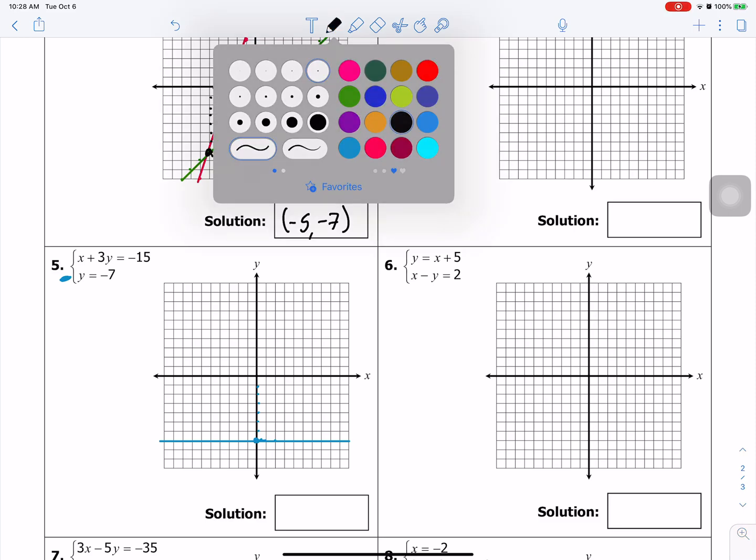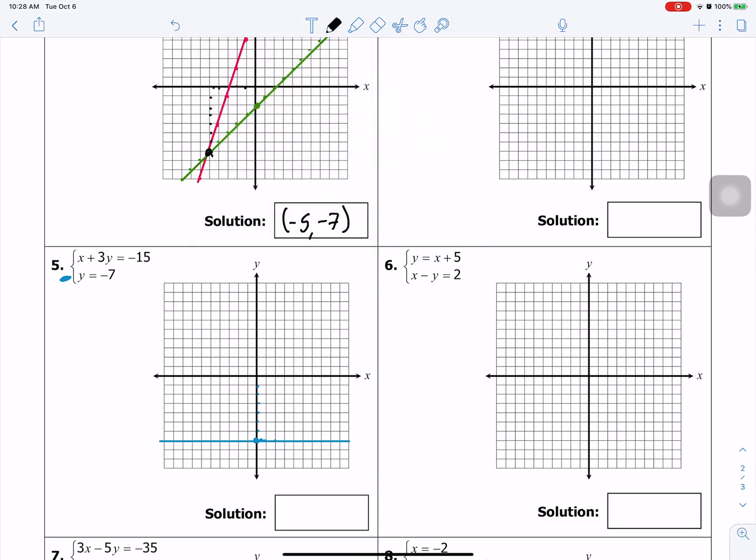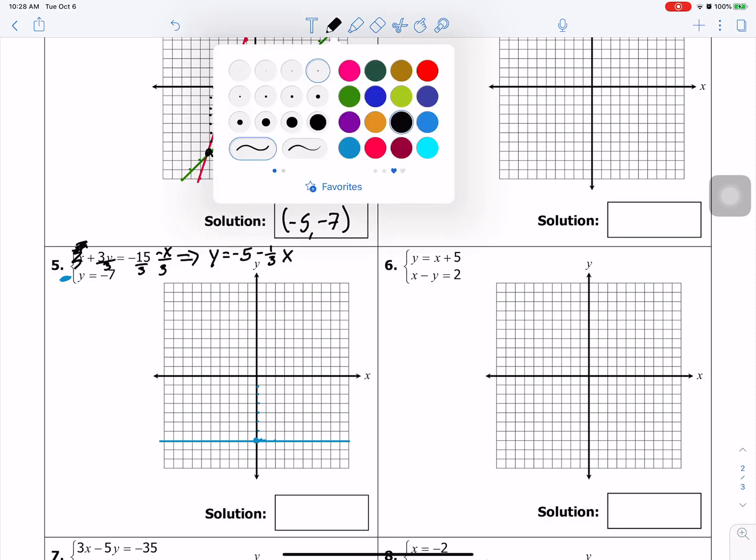The next one, I'm going to go ahead and rewrite. I'm going to do minus x to both sides. Then I still need to get y all by itself, so I need to divide by 3. And remember, we do that to both terms. So I get y equals -5 minus 1/3 x. When I'm pulling out that number in front of x, it's just like a -1, so I can pull out that fraction and be left with just an x.